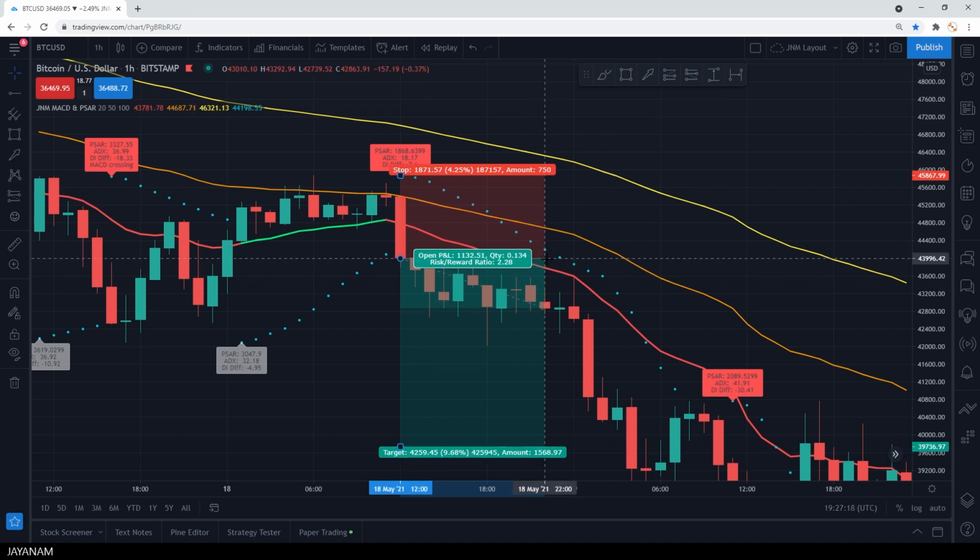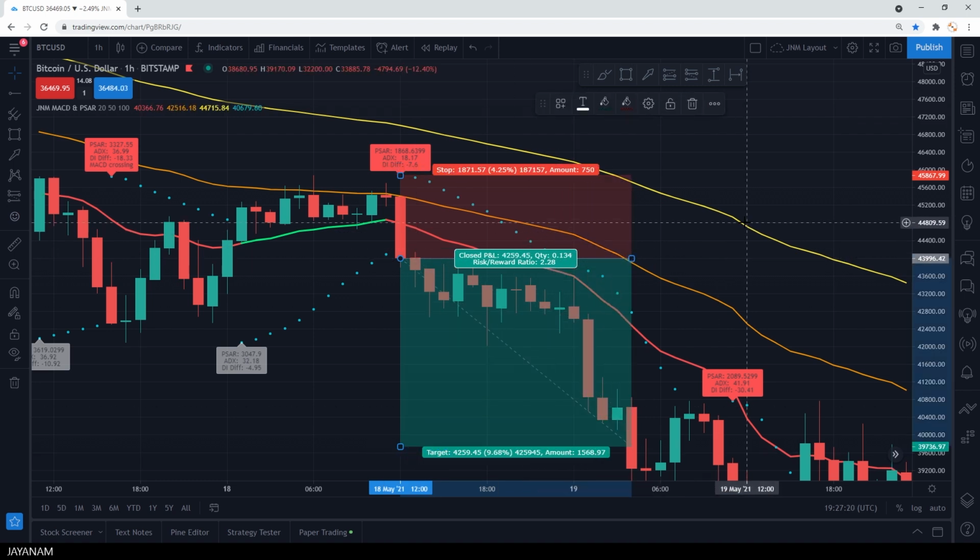Okay, a last tip. You can use the points of the PSAR while the trade is running to trail your stop losses. You adjust the stop loss point by point to reduce your loss when the trade is not successful.